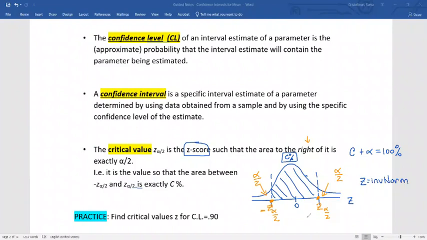We just call this z-score now a critical value. And we have to put in area to the left, 0 and 1, because we are working with this standard normal distribution. So this is the first step in estimating a parameter, finding the critical value. Let's do that for a confidence level of 90%.